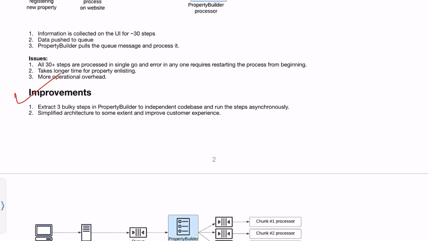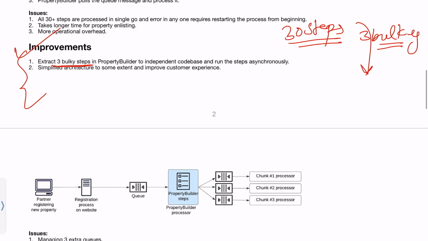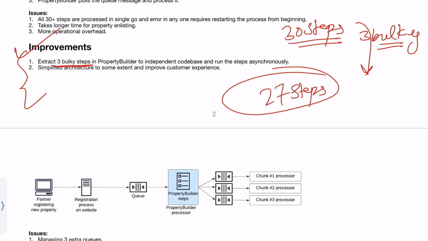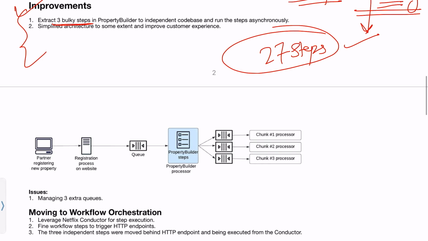Let's talk about the improvements. How can you improve this current architecture? In the 30 odd steps, there are three steps which are very bulky. So the first idea would be, can I extract these three steps out? Just execute the 27 steps together, and these three steps should be taken out and executed separately. This should somehow help to simplify the architecture.